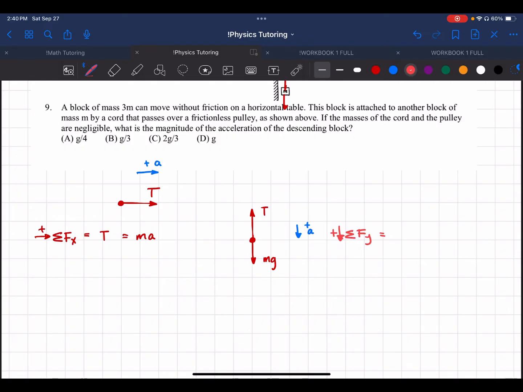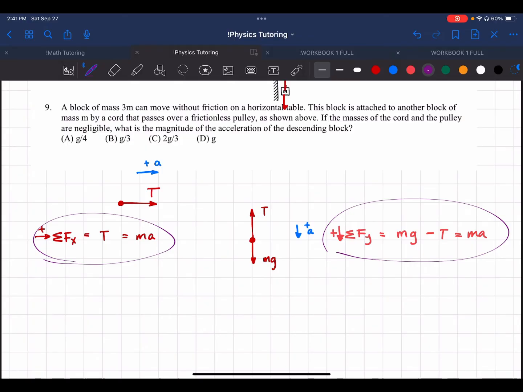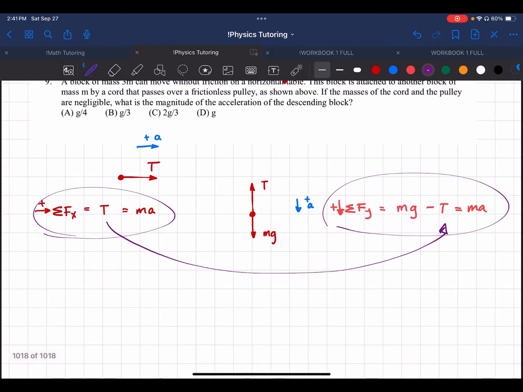The forces, so this one is going down, so I'm going to make it positive. So mg minus T equals MA. So now, how many unknowns do I have? I don't know A, I don't know T. But guess what? I have two unknowns, two equations, right? I have this one and this one. So I'm going to substitute in T here, and guess what happens?